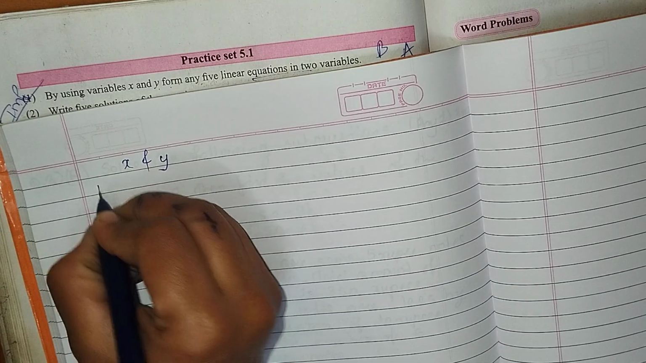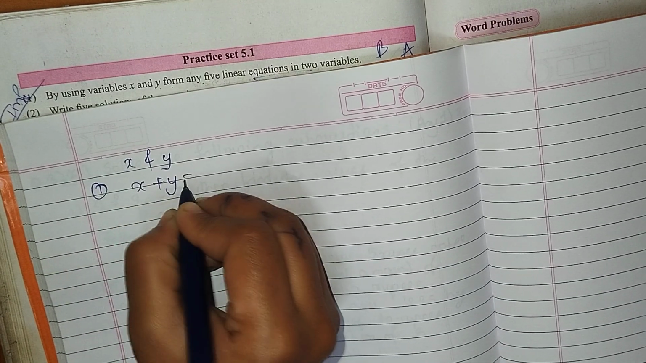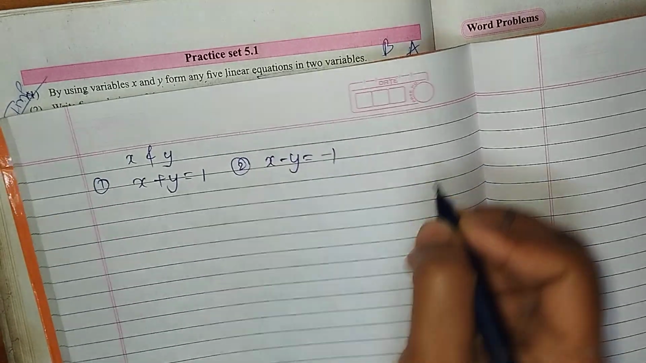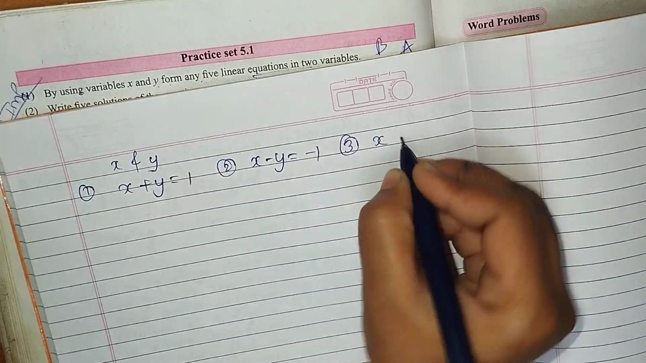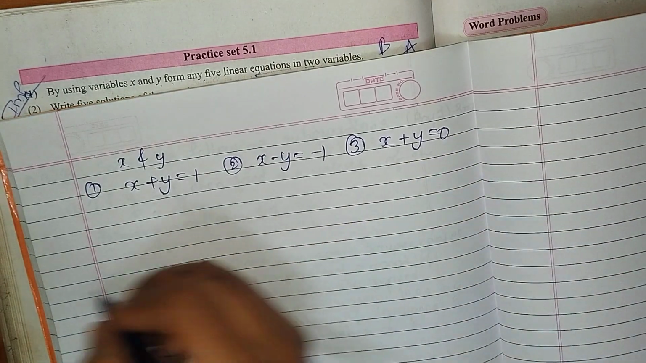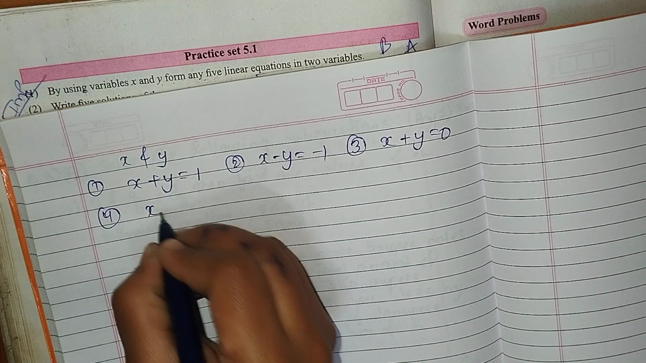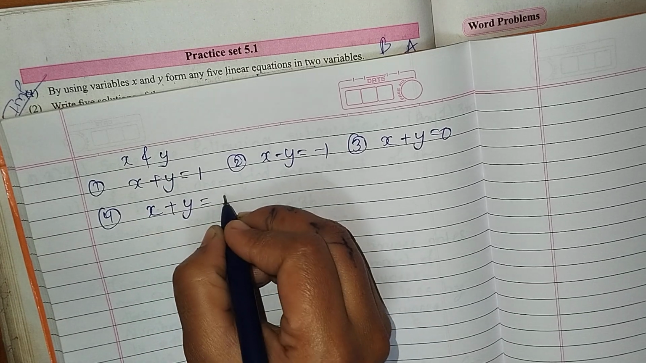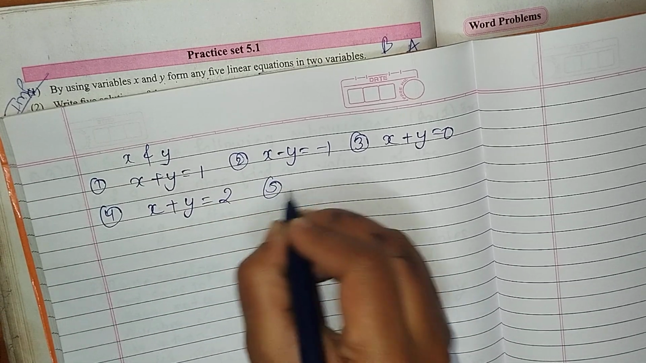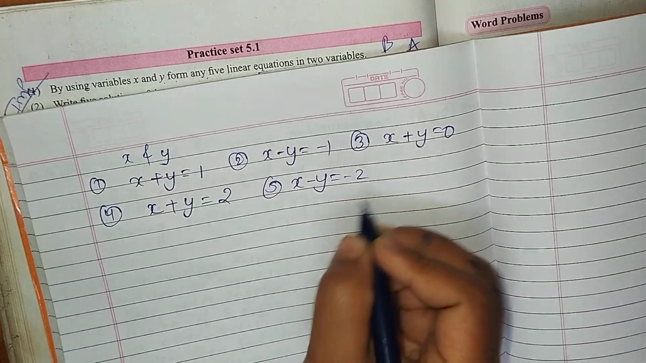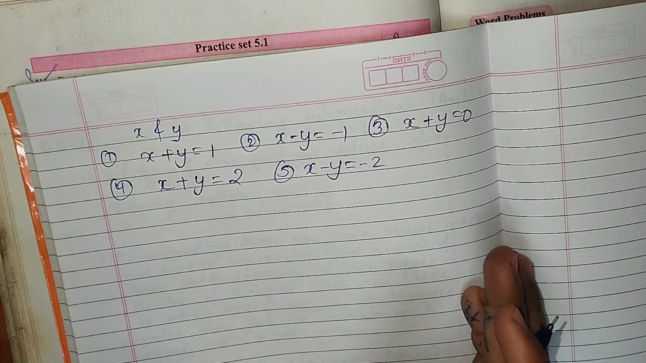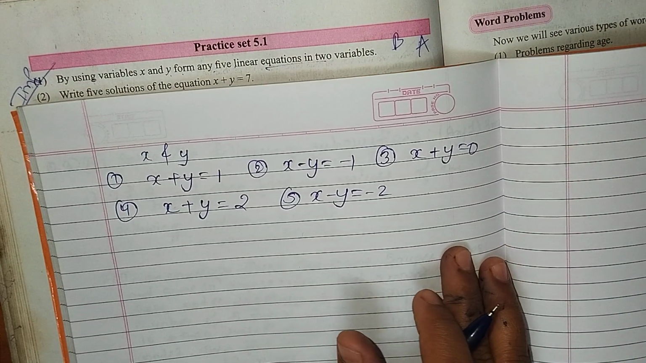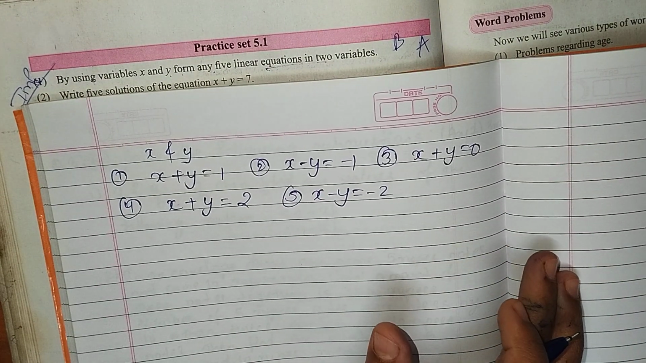So first one, now condition x plus y is equal to 1, and second one x minus y is equal to minus 1. Third one x plus y is equal to 0. Fourth one x plus y is equal to plus 2, and fifth one x minus y is equal to minus 2. And now make it in your own words, not related to the questions. Make it in your own words.